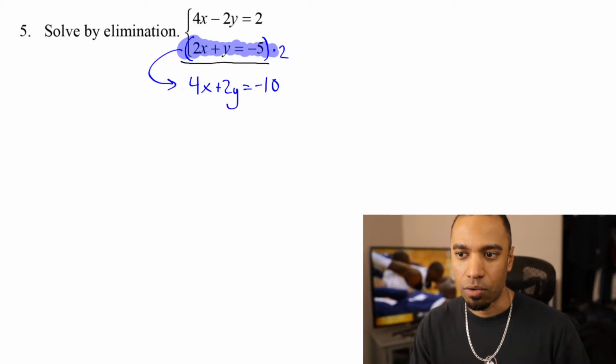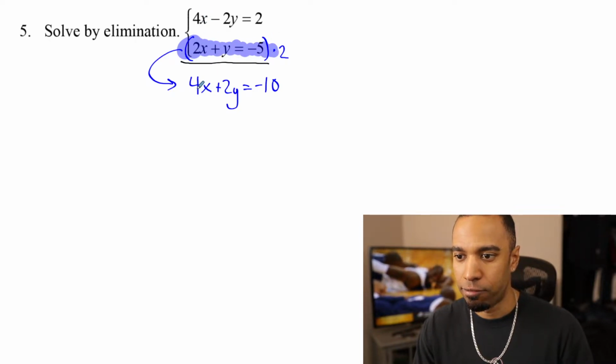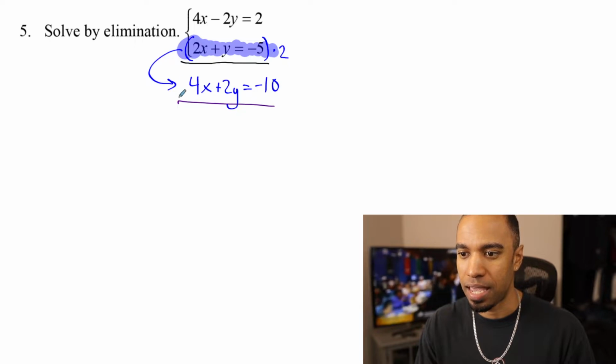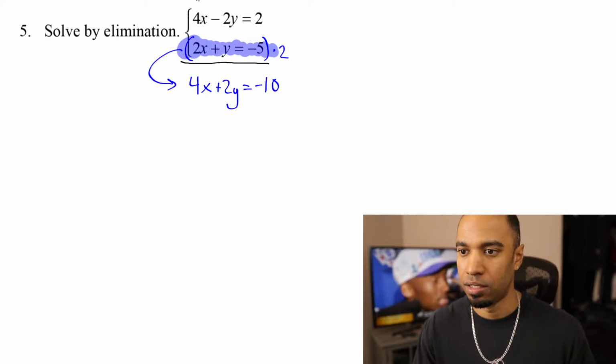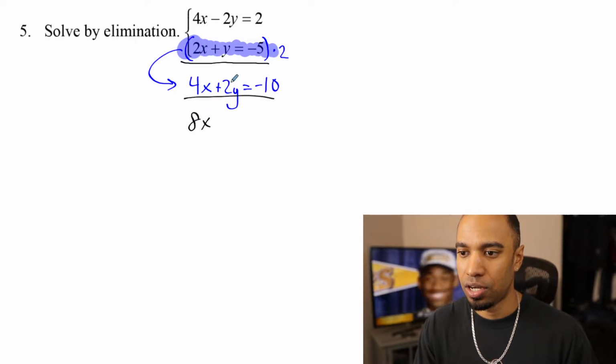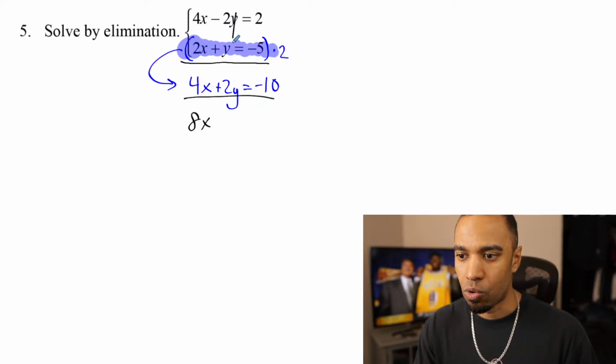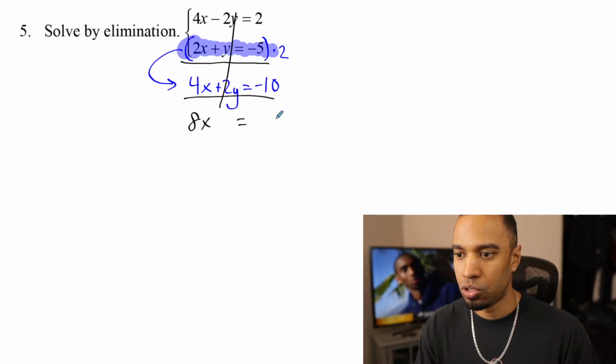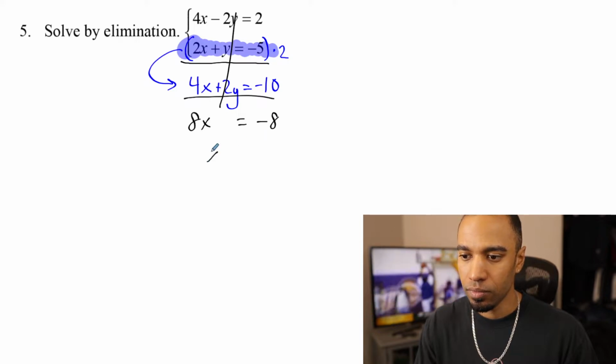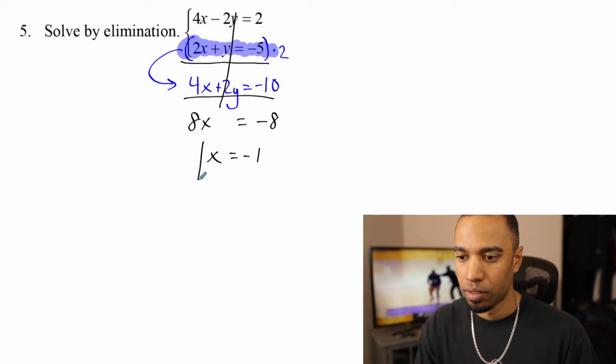All right, I'm going to hide that away so you can see top and bottom right here. 4x and 4x are going to add to become 8x. Negative 2y plus 2y go away. They eliminate. Equals 2 minus 10, that's negative 8. And x equals negative 1.